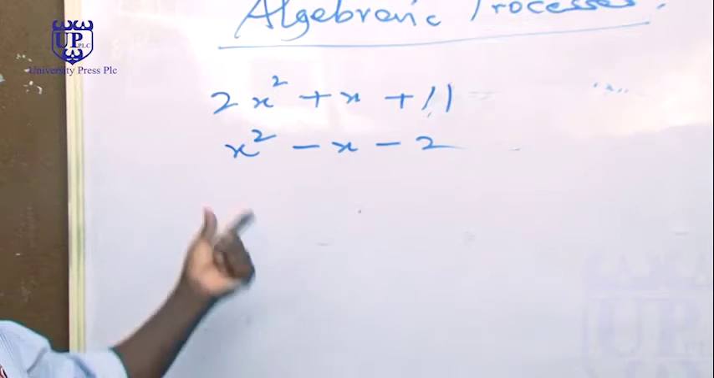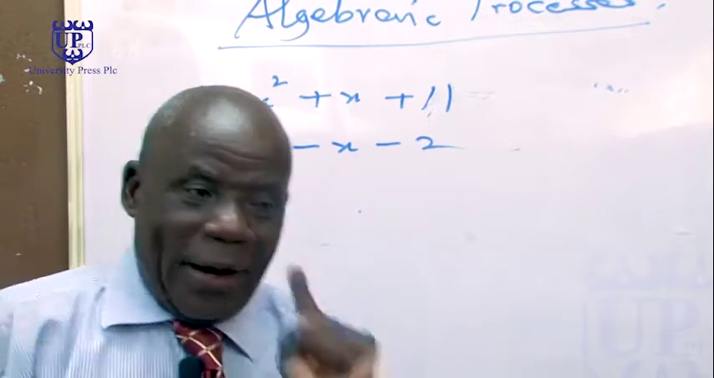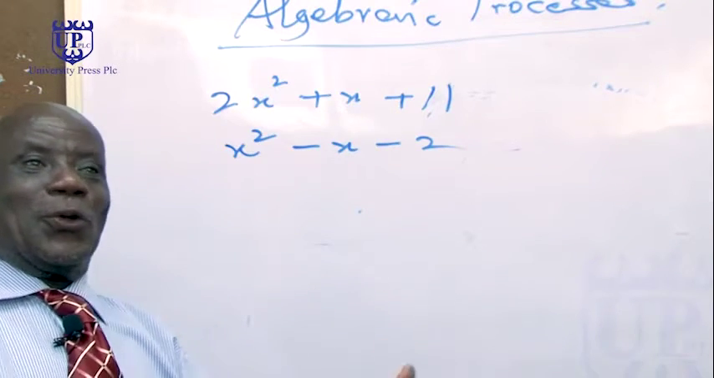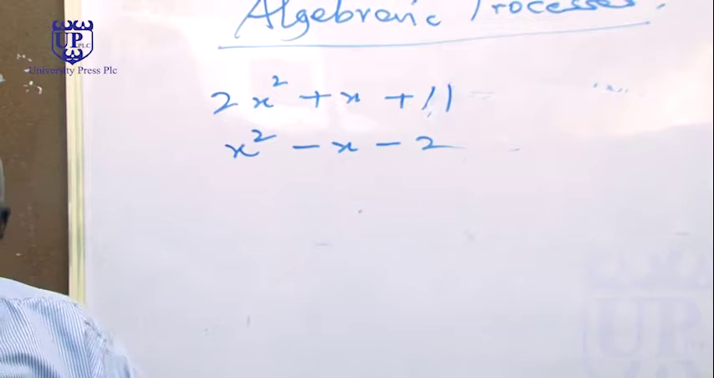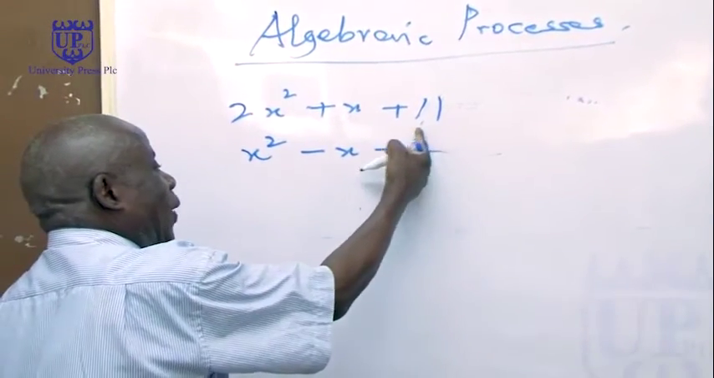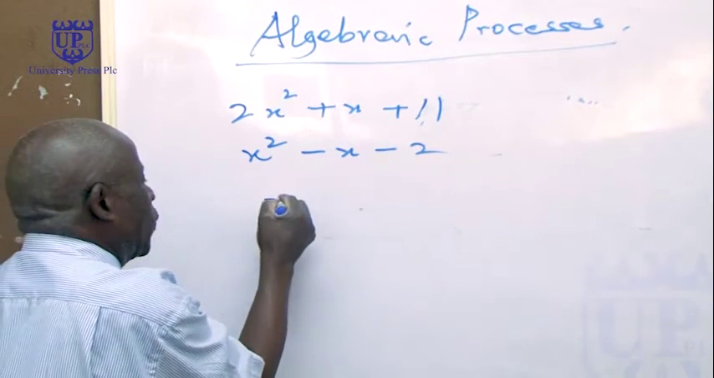Now, the coefficient of x squared is 1. Therefore, you don't need to use any other method. Just look at it directly. Look at the constant term. The constant term here is minus 2.